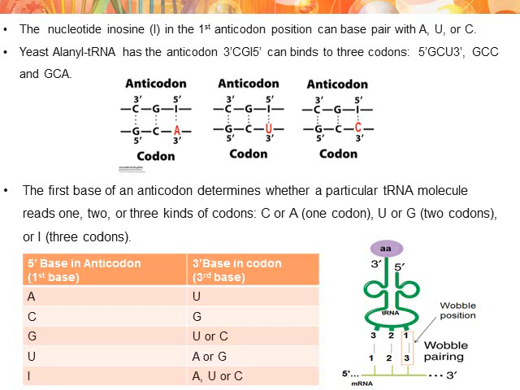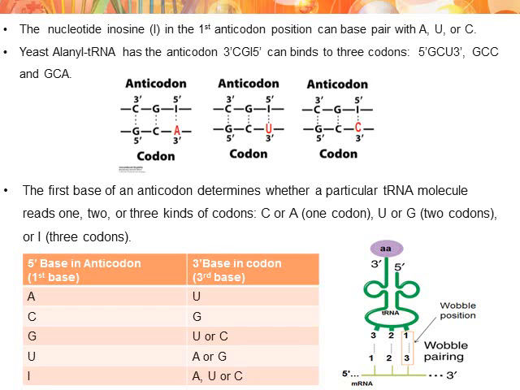So, if we have an A in the 5' base of the anticodon, this A will base pair with U in the codon. If we have a C in the 5' base of the anticodon, it will base pair with G in the codon. If we have G, it will base pair with U or C, as we saw in the phenylalanine example. U in the anticodon will base pair with A or G, and I will base pair with A, U, or C, like the experiment we just gave.